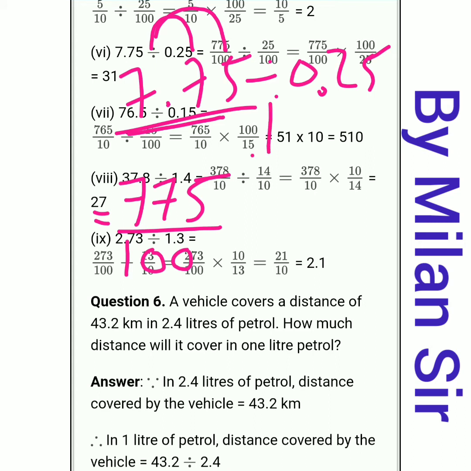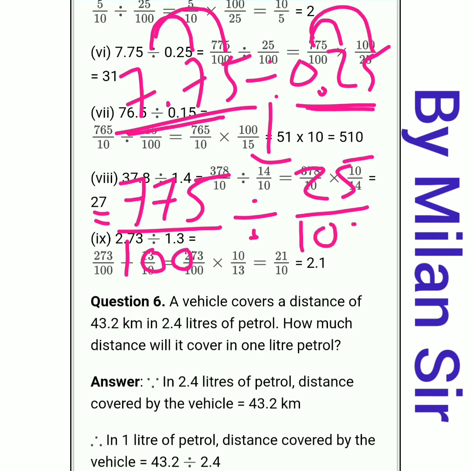First of all our division sign remains as it is. This 0.25 we again convert into a fraction. Ignore the decimal point, so it is 25, and after the decimal point we have two digits, so in the denominator we write 100. Now our first number remains as it is, 775 divided by 100.